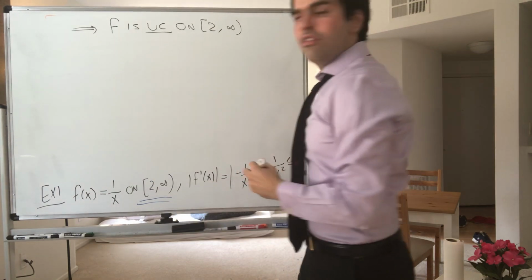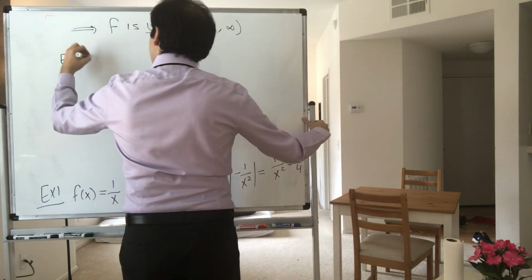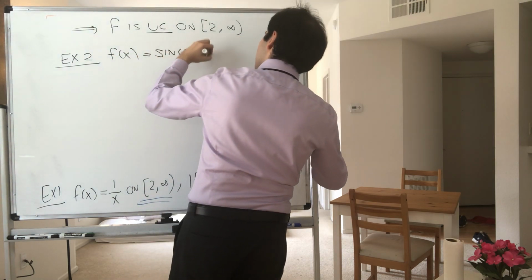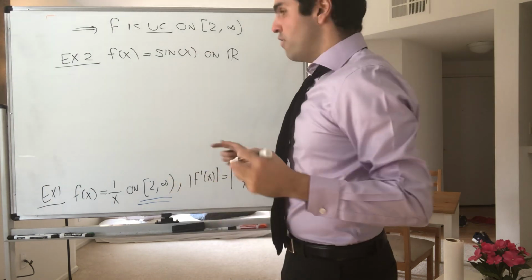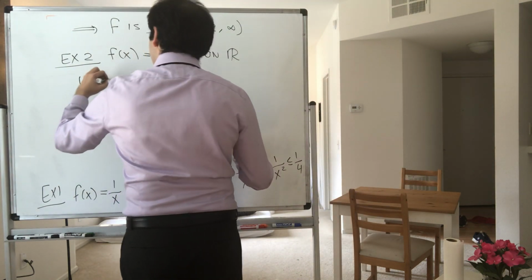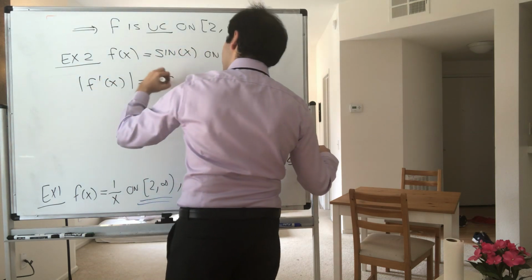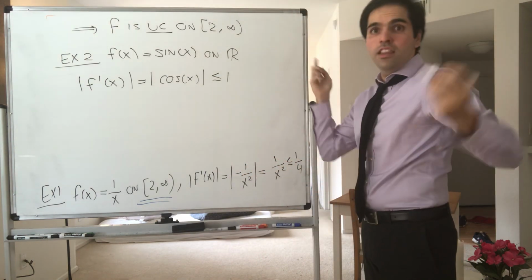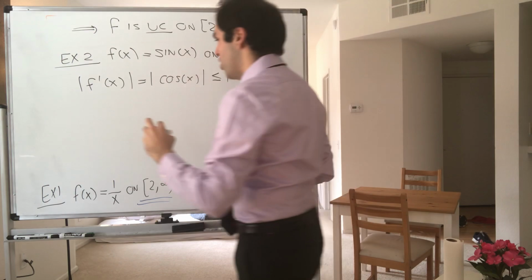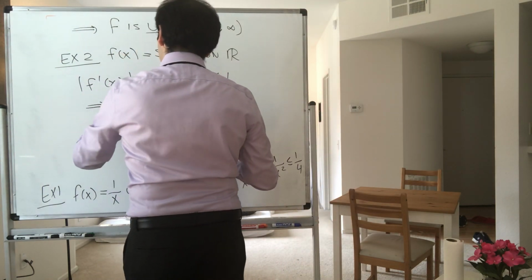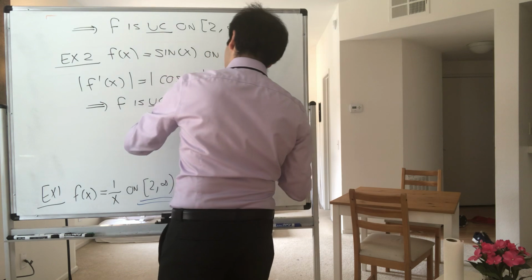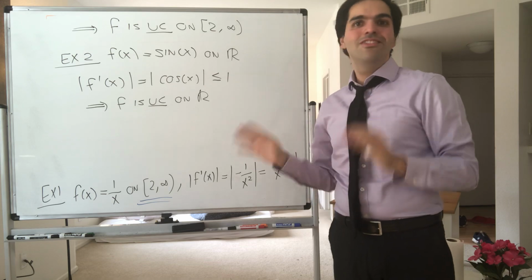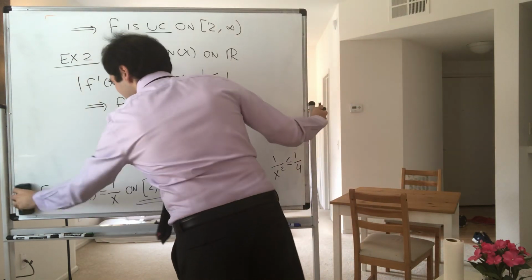And in fact, here's another example. What if you take sine of x on R? Well, again, check for the derivative. f prime of x is cosine of x, but the absolute value of cosine of x is less than or equal to 1. So this is bounded, therefore f is uniformly continuous on R. So you see how neat is that? The good news is the proof is equally neat. So let me discuss this now.